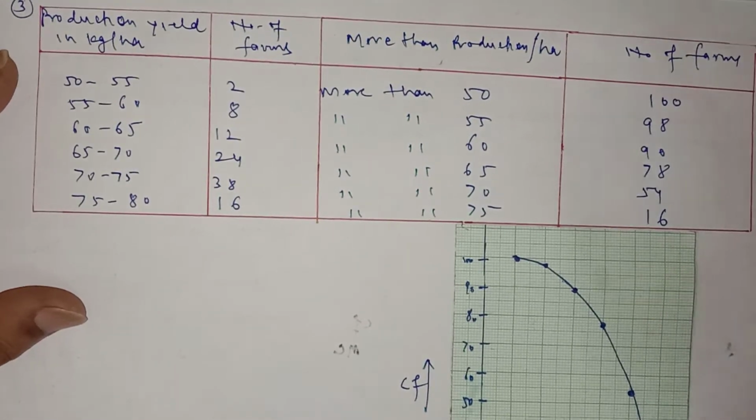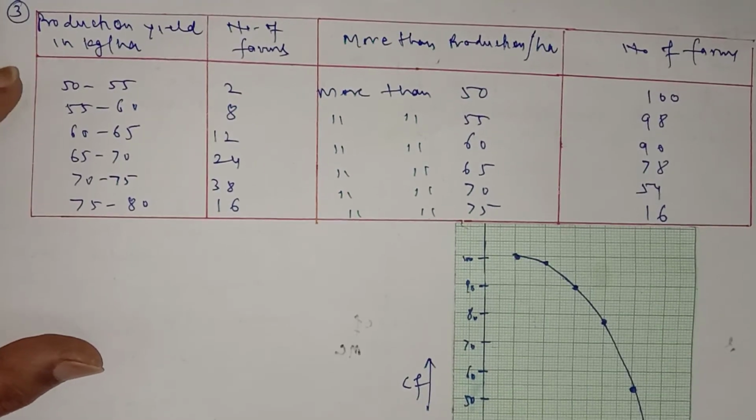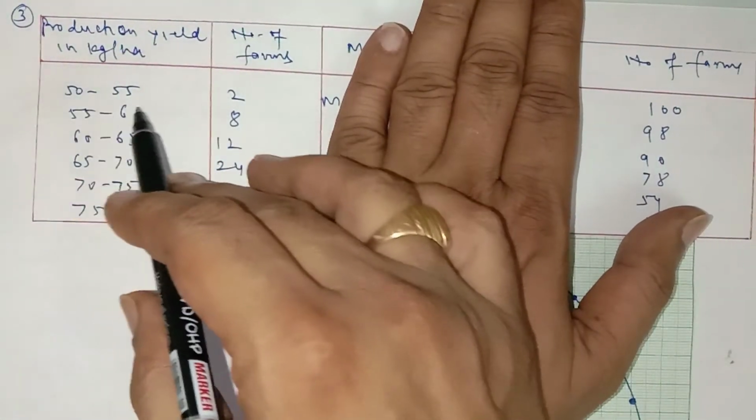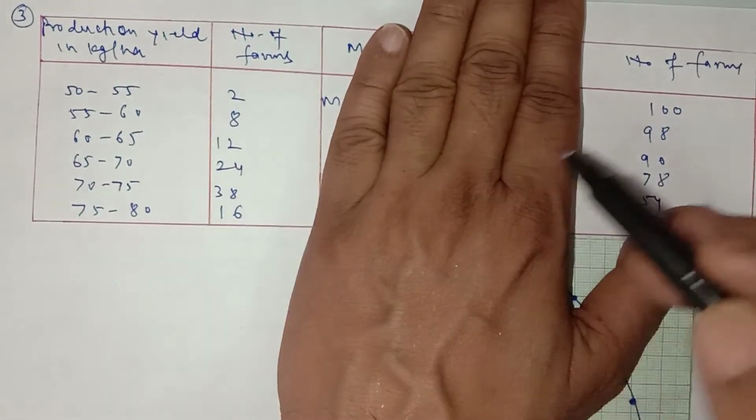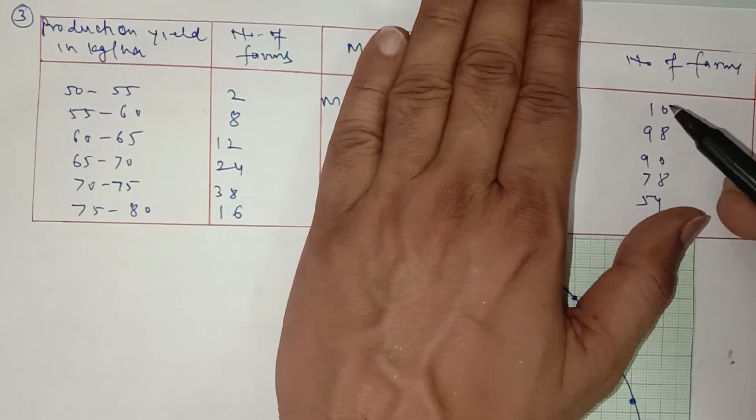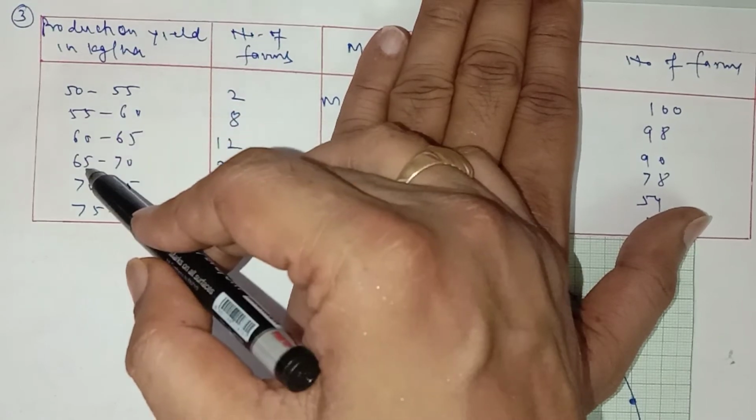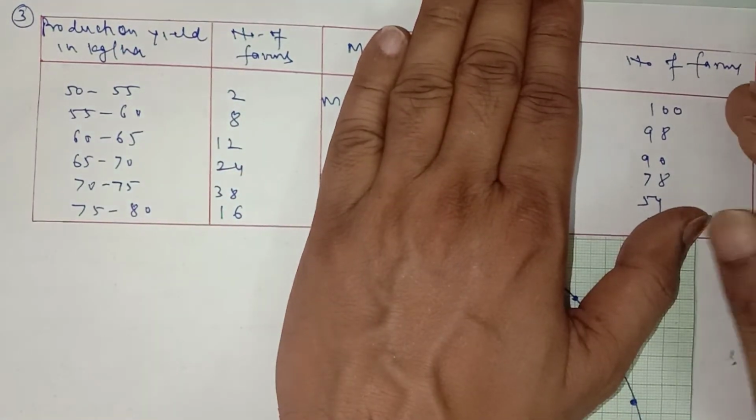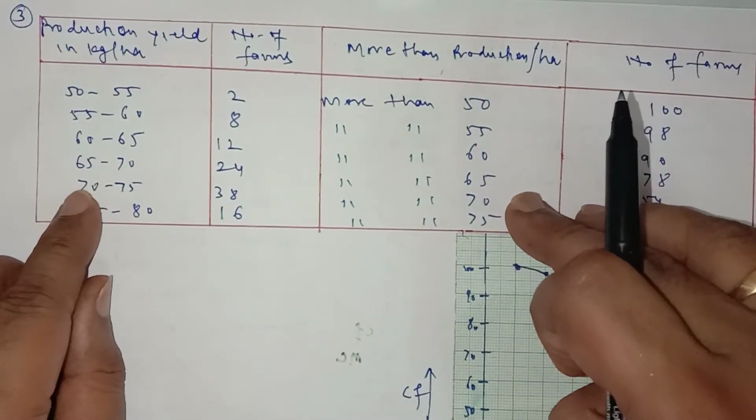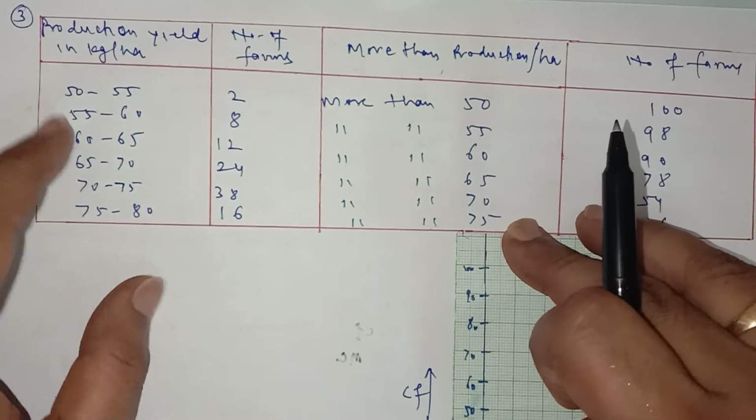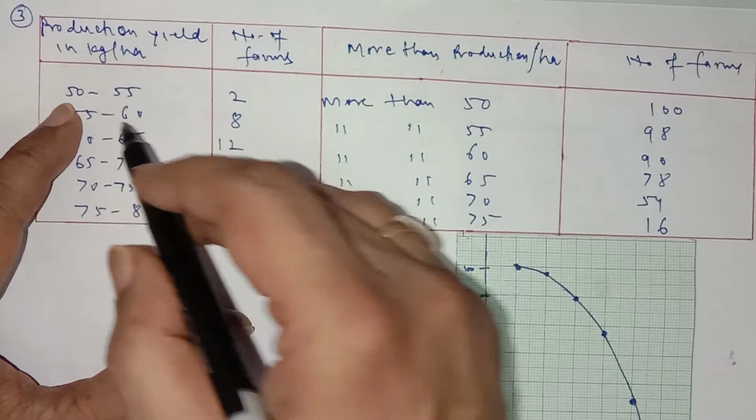In question number 3, you have to find the cumulative frequency curve for the more than ogive. The data is given as 50 to 55, 55 to 60, 60 to 65, 65 to 70, and so on, with the number of farms. So to find the more than ogive, you have to take the lower limits as 50, 55, 60, 65, 70, 75, and so on. So more than 50, more than 55, more than 60, more than 65, more than 70, more than 75, and so on.